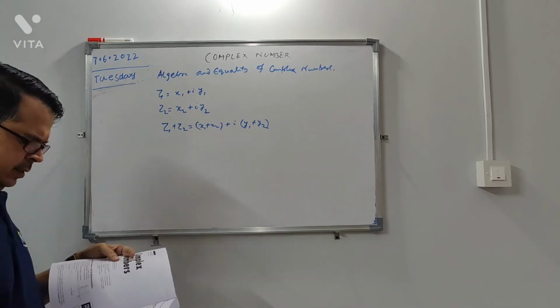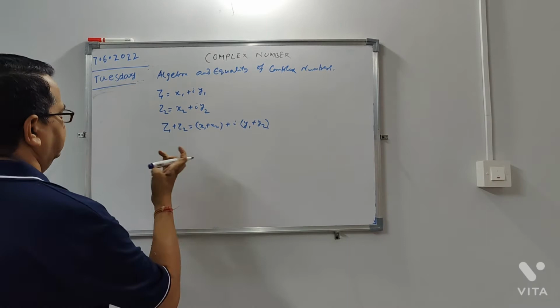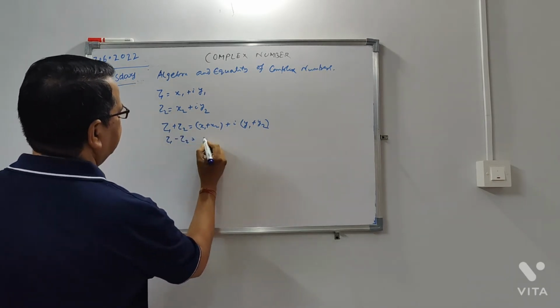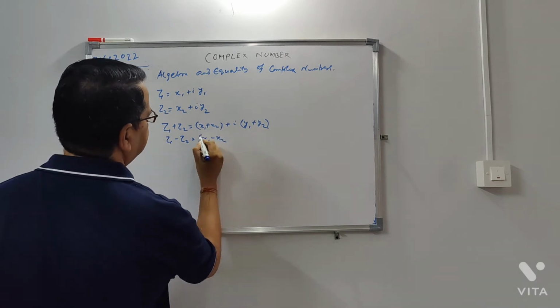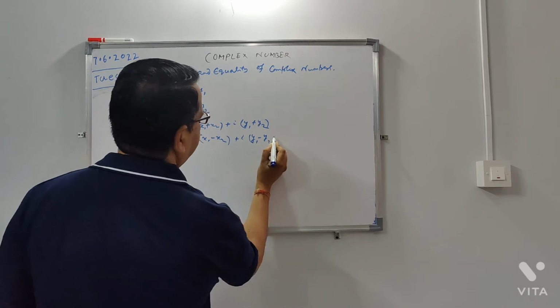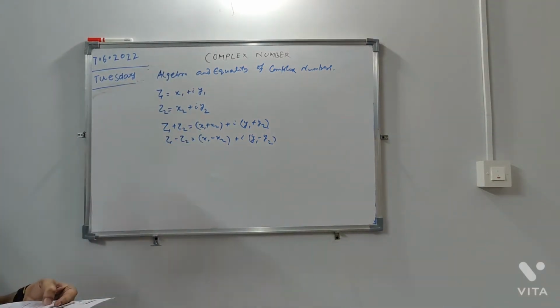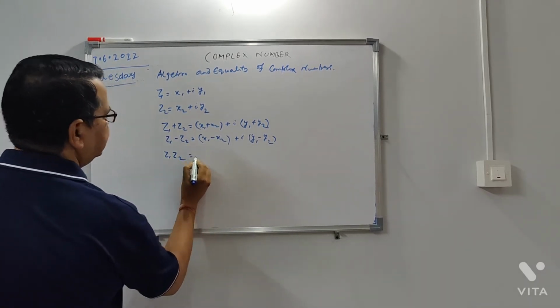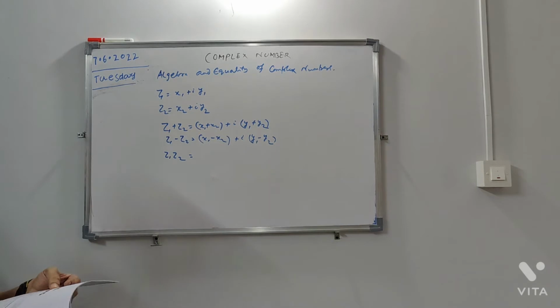Then what is the subtraction? These are very easy things. z1 minus z2 is equal to x1 minus x2 plus i into y1 minus y2. That is subtraction. Then how do I multiply? z1 into z2, what is the result of multiplication?